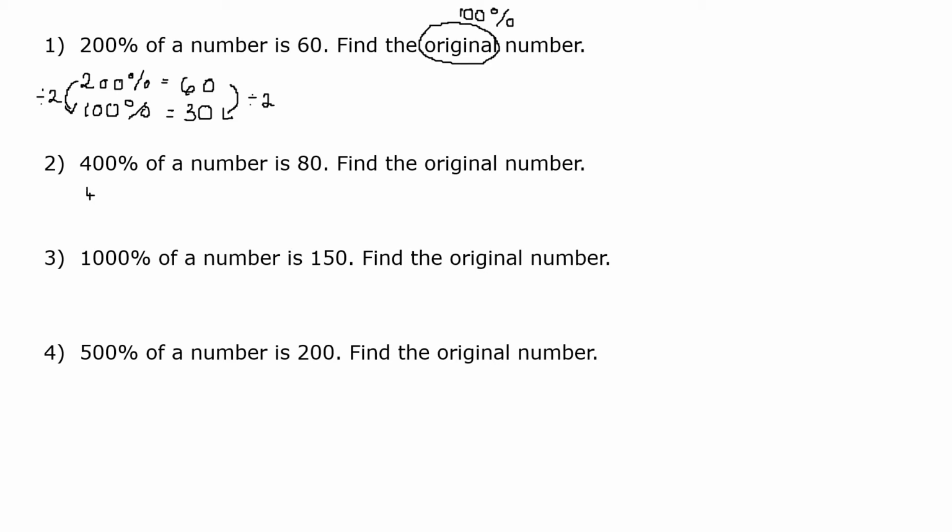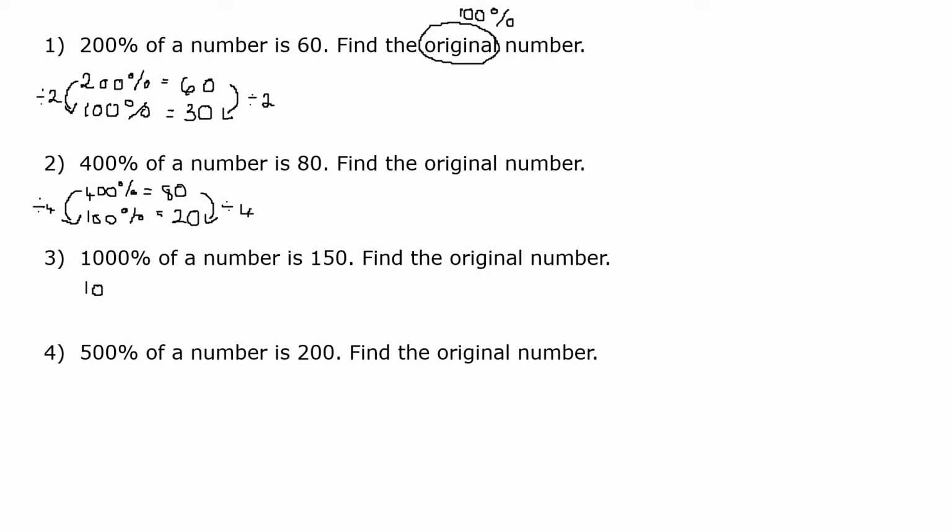So this time I've got 400% for question 2, and that's equal to 80. So we can either halve to get 200% and then halve again to get 100%. I'm just going to divide by 4 straight away to give me 100%. So I'm going to do 80 divided by 4, and that will give me 20. So my original number is 20.